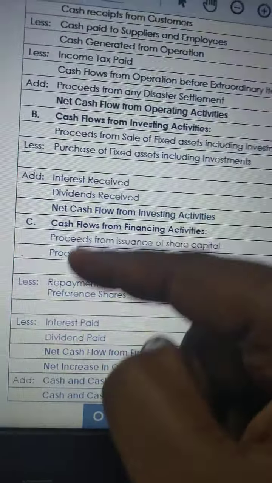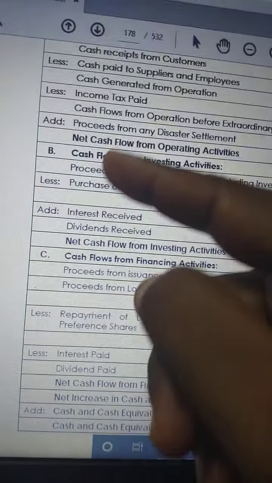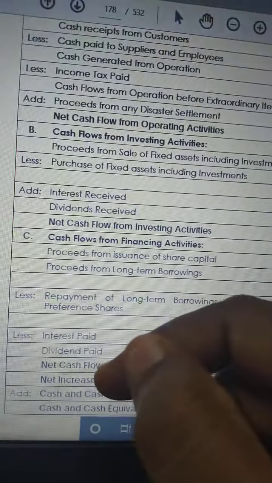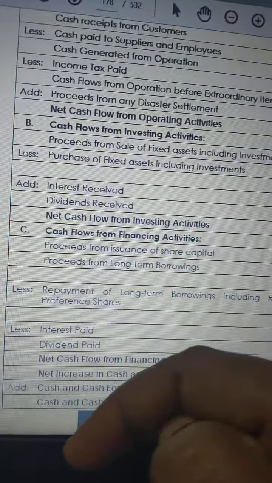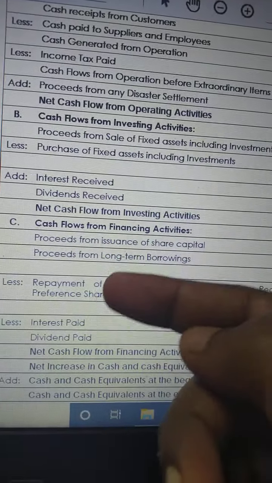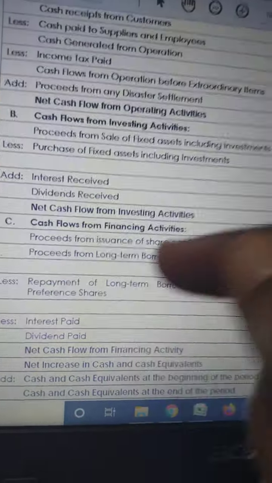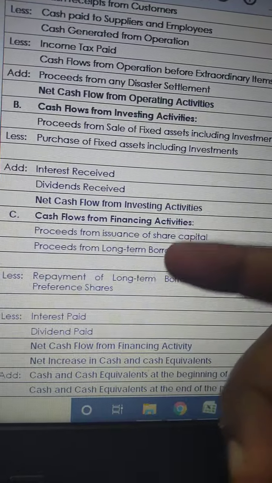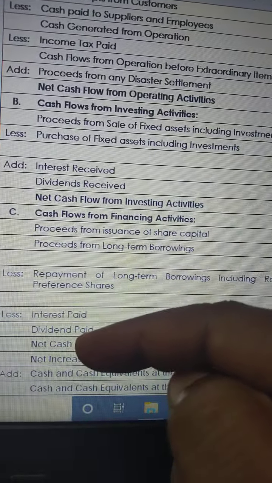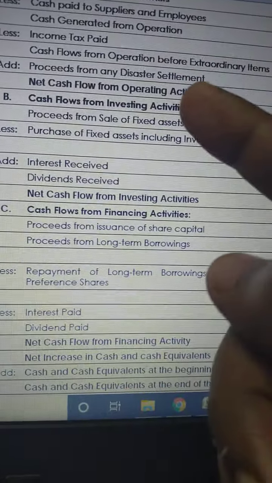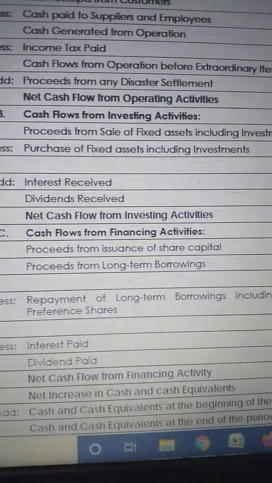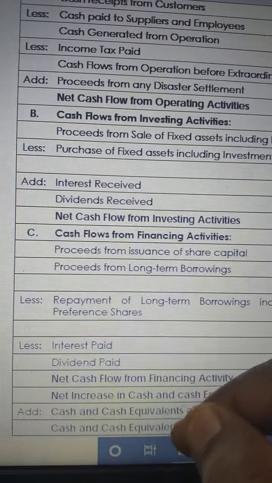under the correct category. You may present interest paid under operational activity, instead of presenting it under financing activity. Your cash flow statement will also tally, but you will not get the marks because you presented it under the wrong heading. You have to present under the right heading. That is very, very important. Presentation is very, very important.